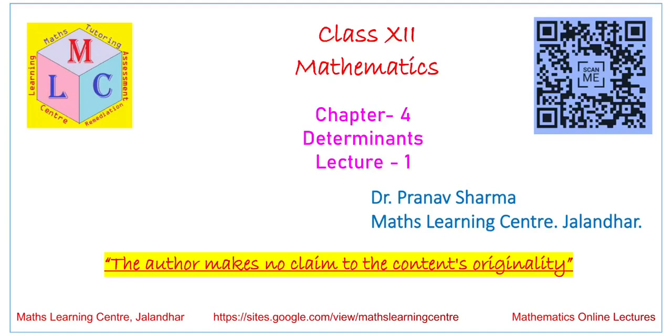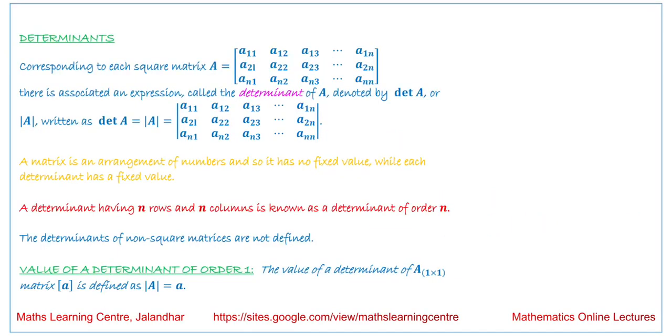We are going to start now the fourth chapter of class 12th mathematics, determinants. This is lecture 1. So if we are given any square matrix, we are talking about a matrix A. It is a square matrix. It is Aij, and the order of this matrix is n cross n.